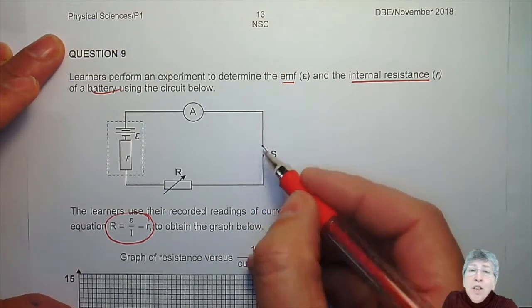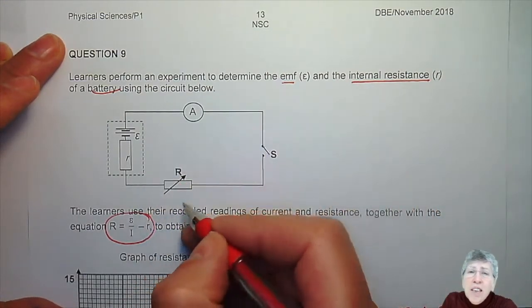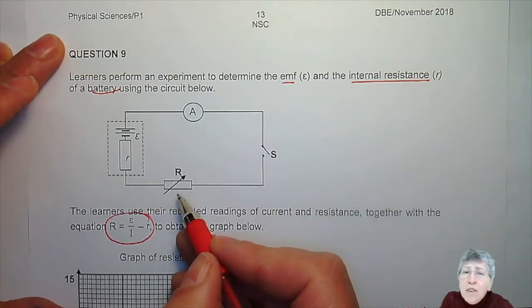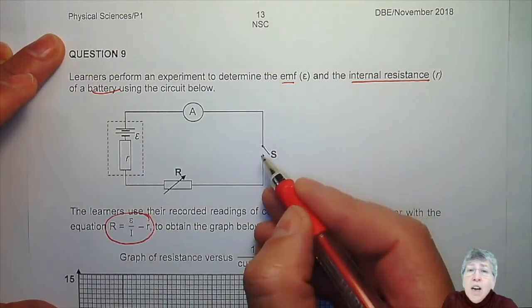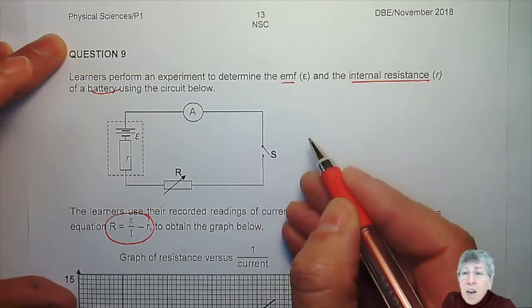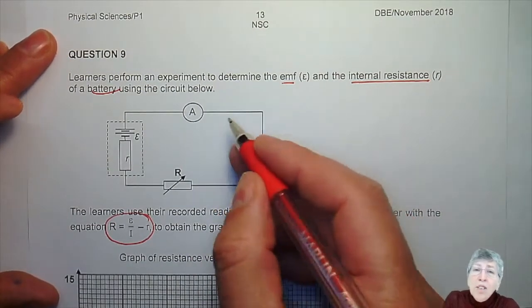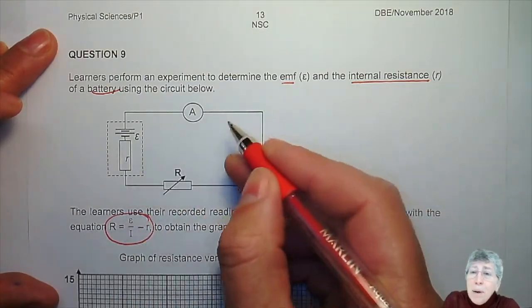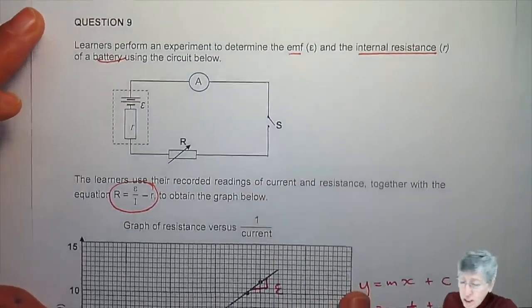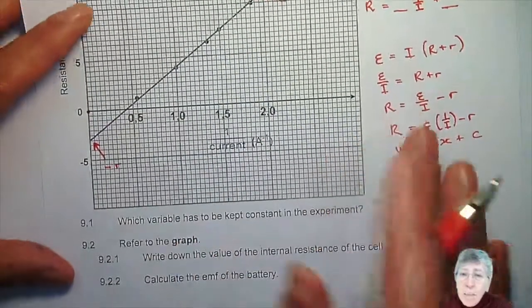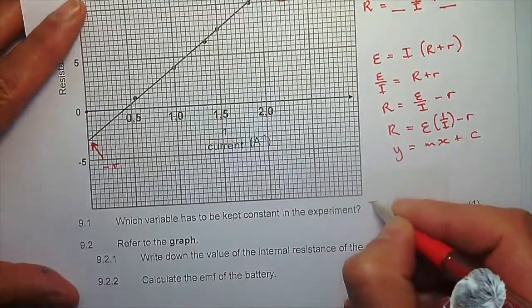So what we usually do is you change the rheostat, you set this rheostat to a different resistance, then close the circuit, take the reading and open it. You don't leave the switch closed for long, because then everything would be heating up and then the resistance will change. So we are definitely going to keep temperature constant.